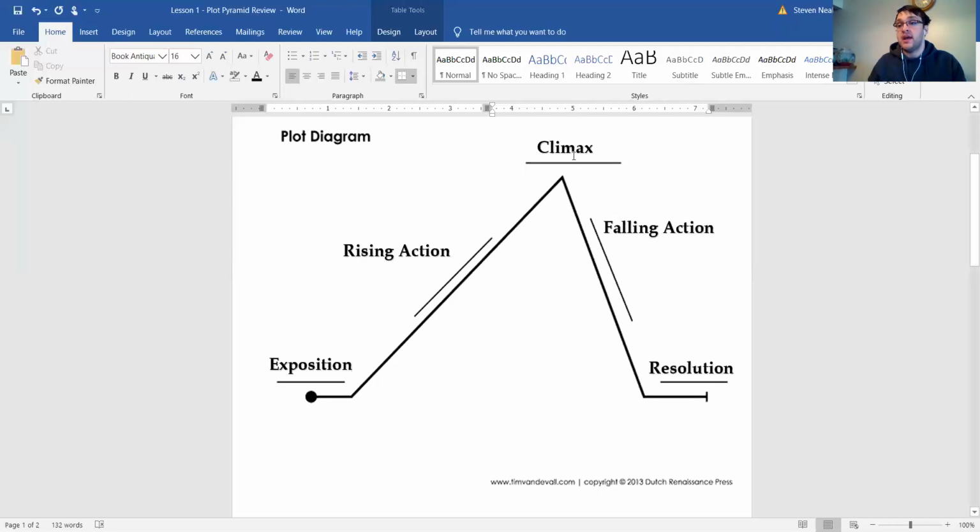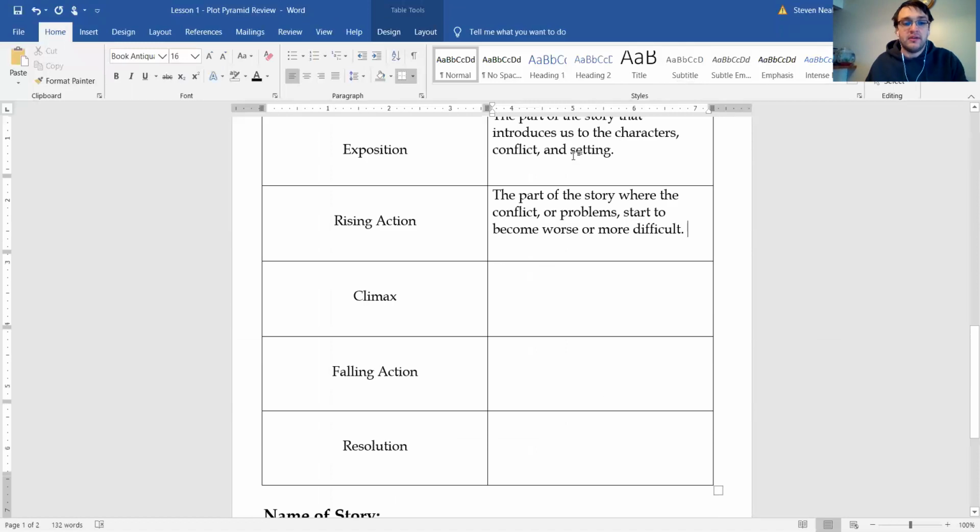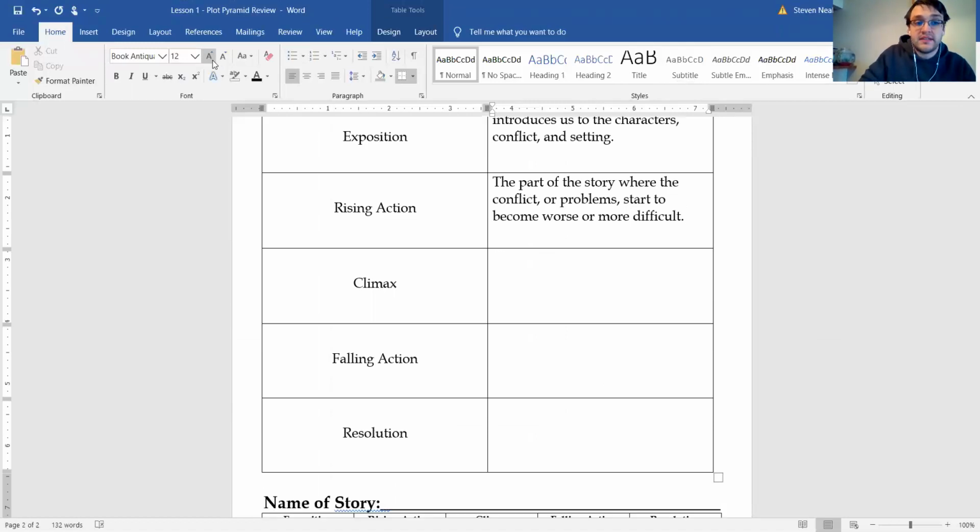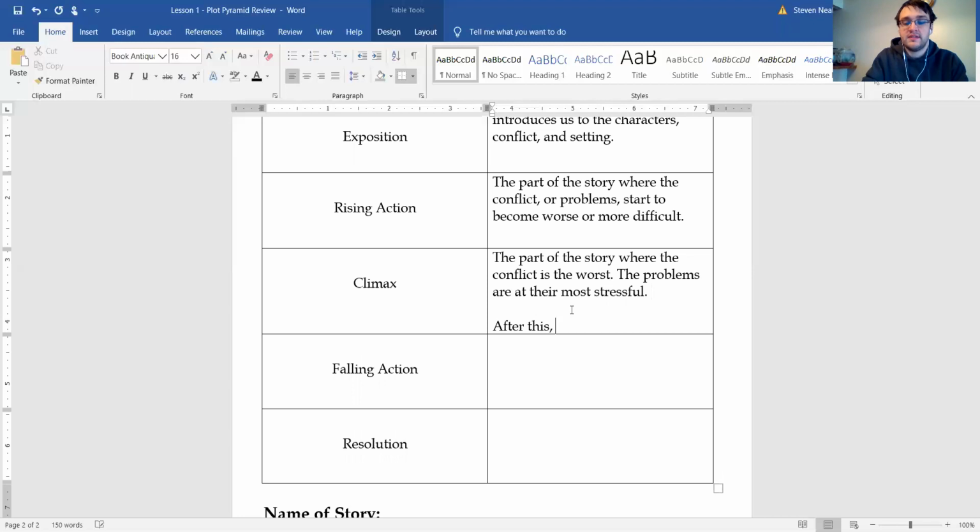The climax is when the conflict is at its worst. It's the highest tension. It's the most stressful. It's leading up to the most action. After this, it starts to change. So this is the part of the story where the conflict is at its worst. The problems are at their most stressful. After this, the conflict starts to decrease.